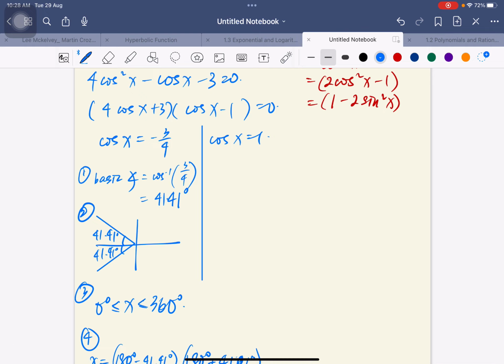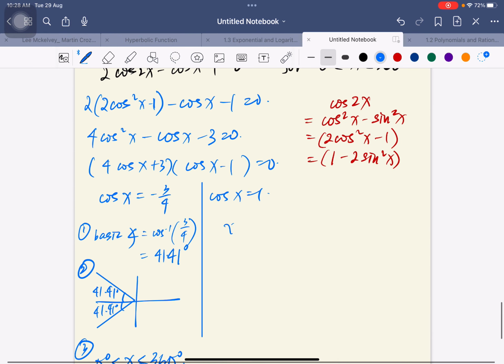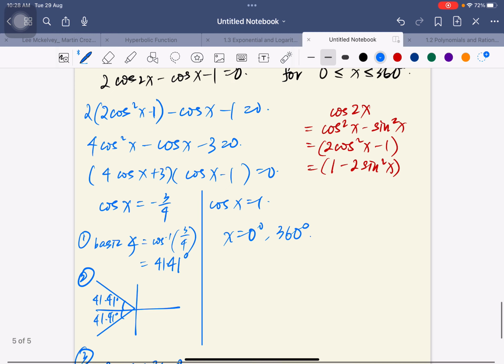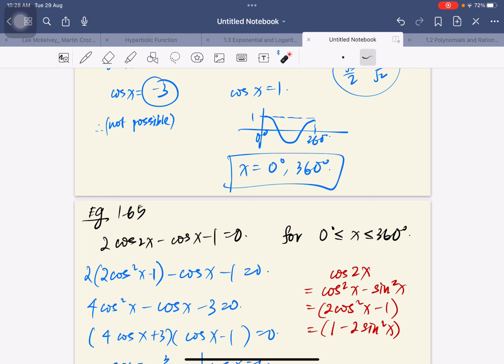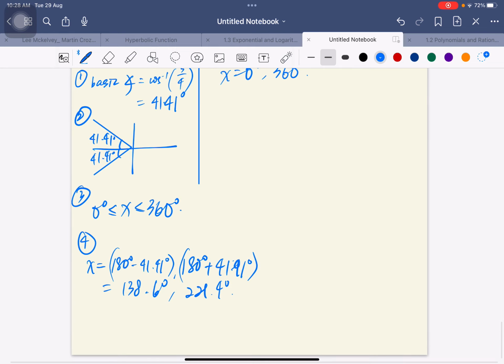And when cos x equals 1, this is simple, we just did just now, which is 0 and 360. So the answer, 0 and 360. Very simple, just sketch out the graph and determine where is the x value when cos x equals 1, which is 0 and 360 degree. So for the final answer, we need to take all. We take all means 0, 138.6. We're going to arrange in ascending order. 221.4 and 360. So this is the answer.